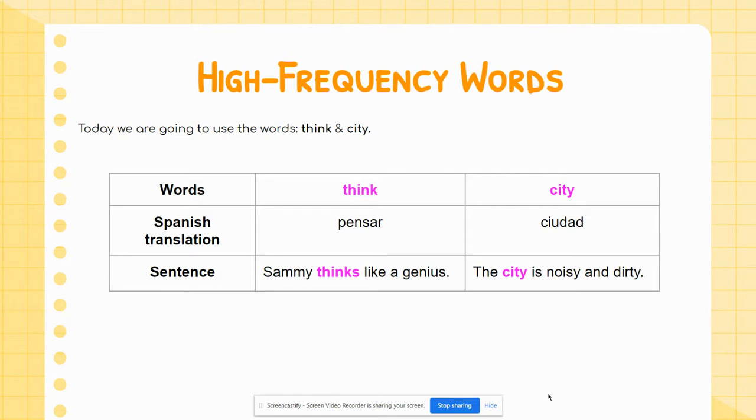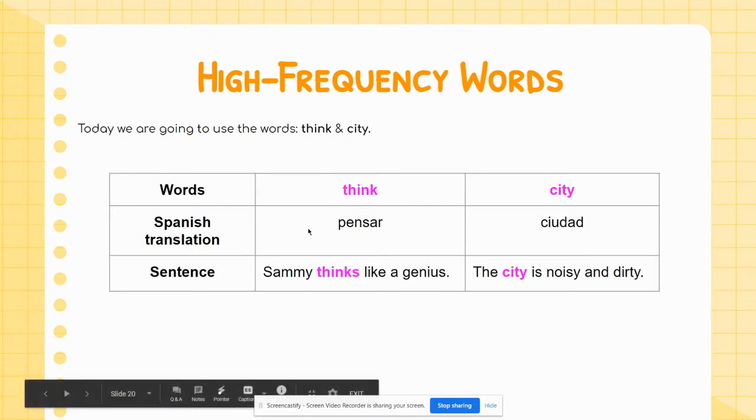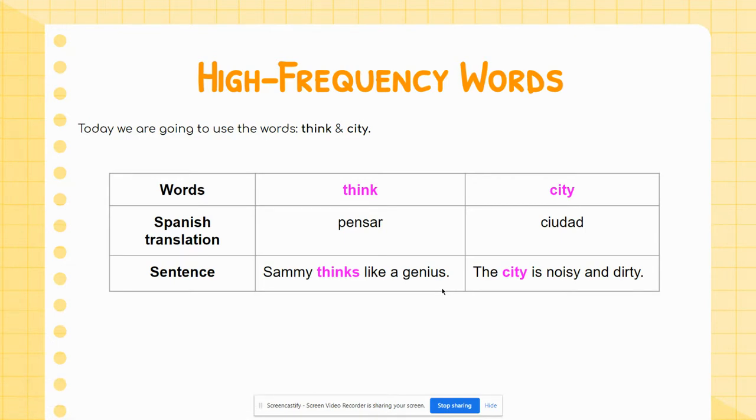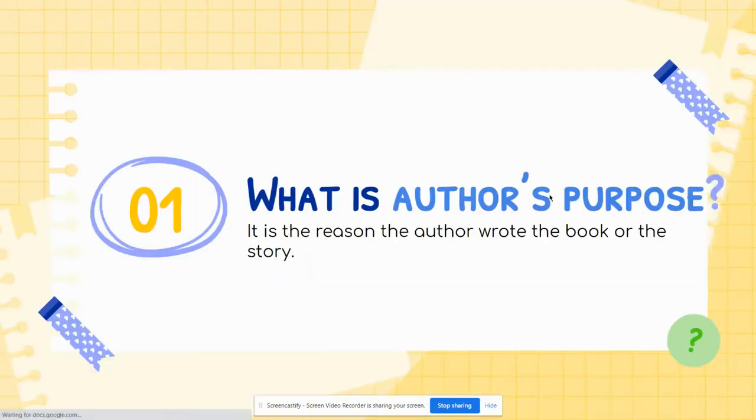Now, here you have the words in a sentence. Think. Sammy thinks like a genius. A genius is someone who's extremely intelligent. Now, let's look at the word city. The city is noisy and dirty. So, these words, we hear them a lot, we see them a lot in sentences and in paragraphs. So, those are called high frequency words. Think and city.